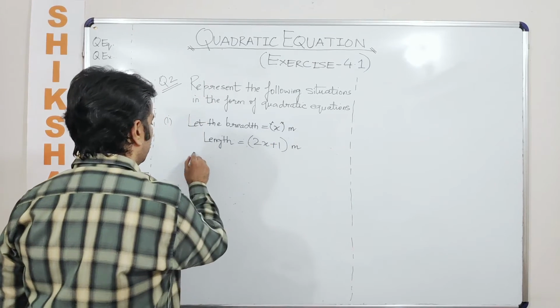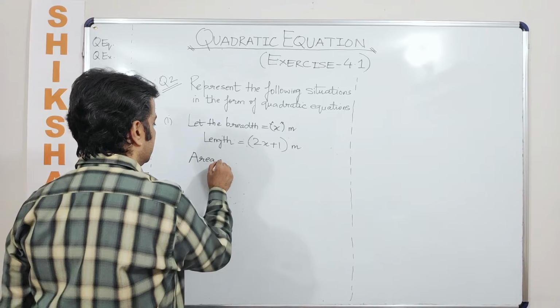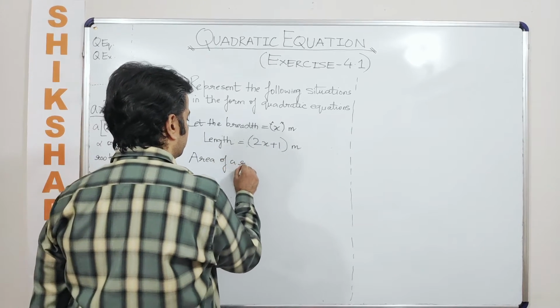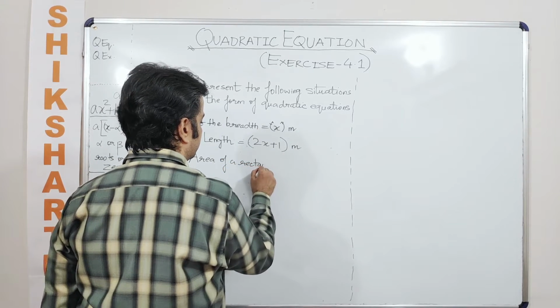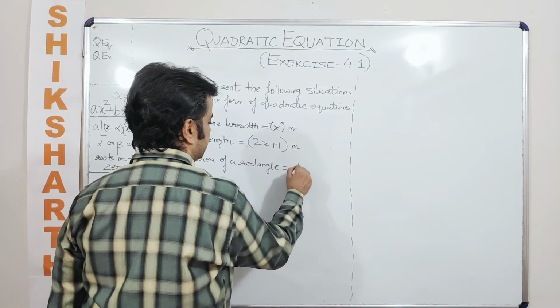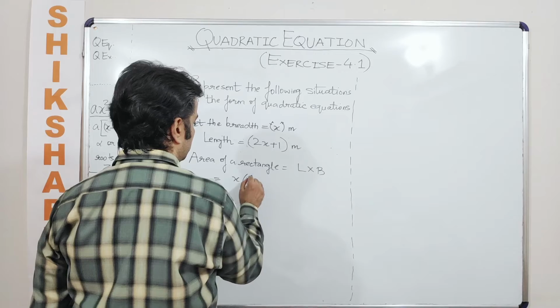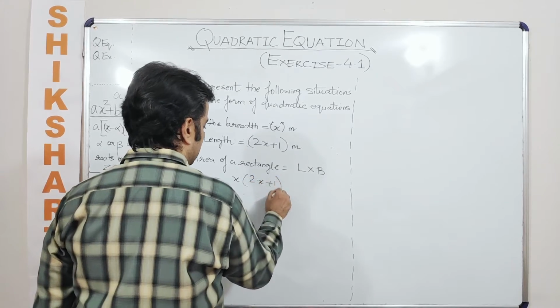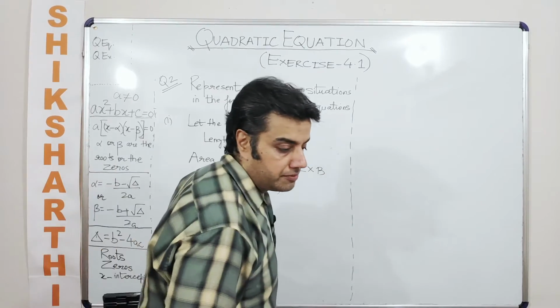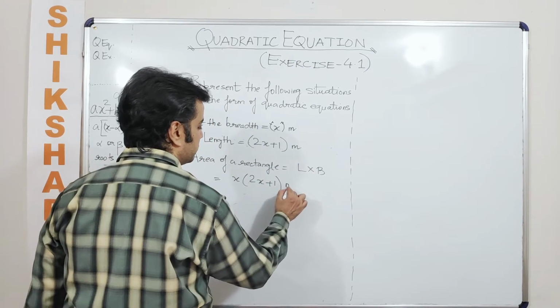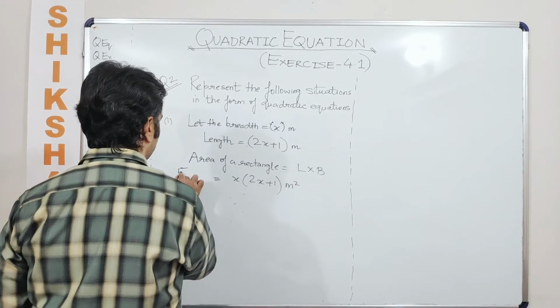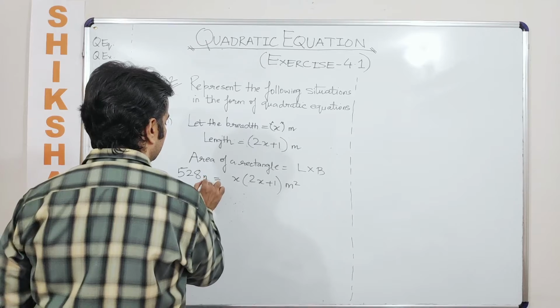Now we know what is the area of a rectangle. The area of a rectangle is length into breadth, which is nothing but x into 2x plus 1. And this area is already given to you as 528 meters square. So this is meter square. On the other side also you are getting it as 528 meter square.